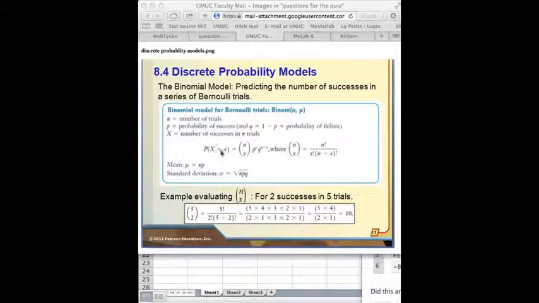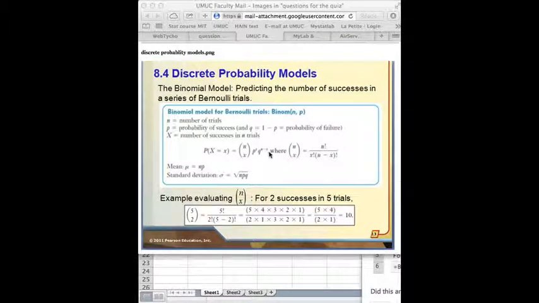Then remember, to get the probability, this is only half of the expression, which is this half right here. So you then have to plug in and multiply that 10 by the probability raised to the power x times q raised to the power n minus x. So that's how you're going to get the binomial model to give you the probability.